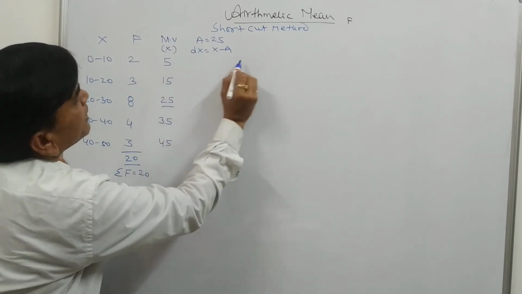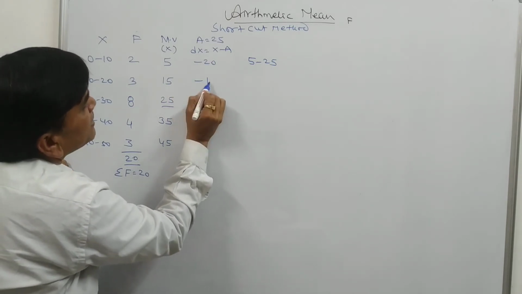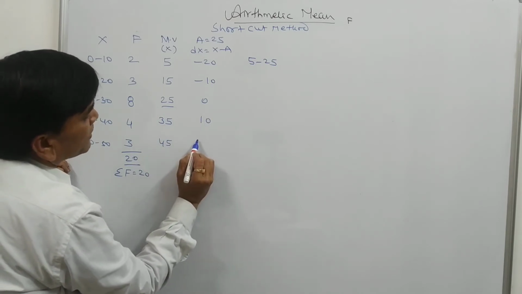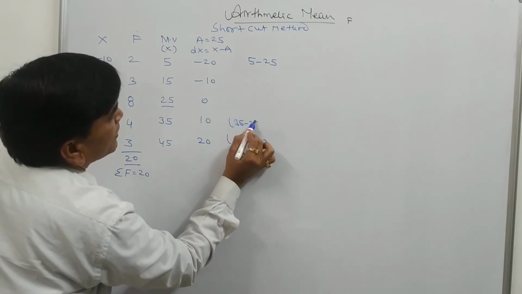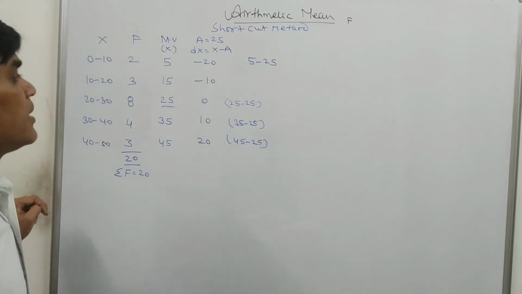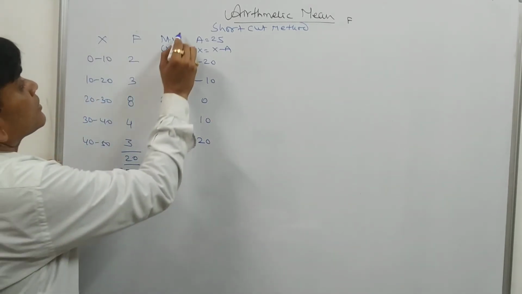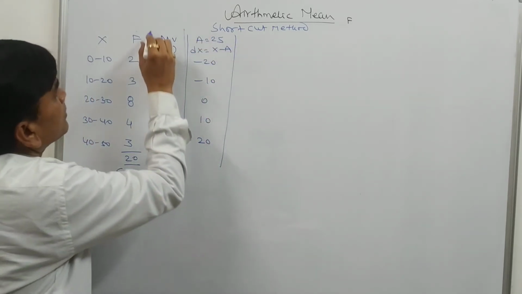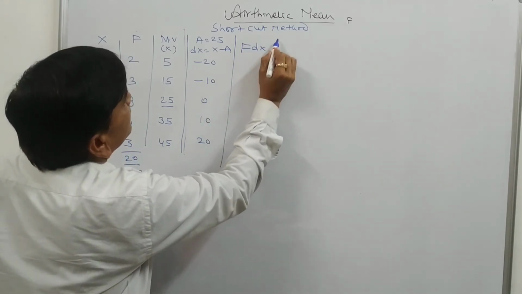So 5 minus 25, that is minus 20. 15 minus 25, that is minus 10. This is 0. 35 minus 25, that is 10. 45 minus 25, that is 20. 25 minus 25 is 0. So the very first thing we calculate is the value of the deviation here. This is the value of dx, along with the mid value and frequency. Now f dx is required.